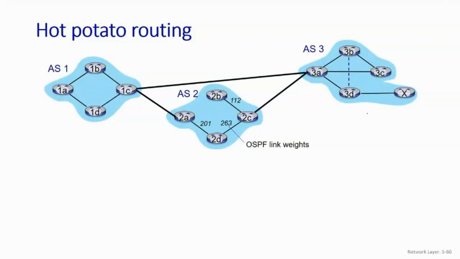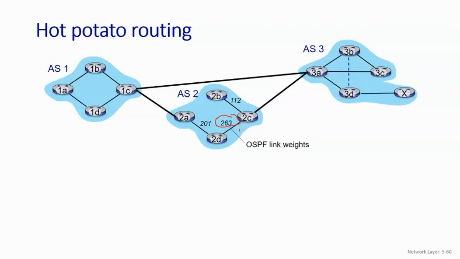This is the impact of the Border Gateway Protocol. The side effect of BGP is known as hot potato routing. What is hot potato routing? Here I have taken the same architecture: AS1, AS2, AS3. In AS3, 3A, X is reachable through 3A, which is reachable through 2C. And 2A can reach 3A from 2A to 2D, then 2D to 2C, and then 3A.